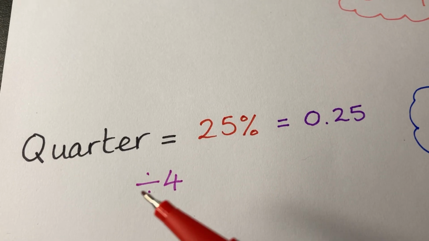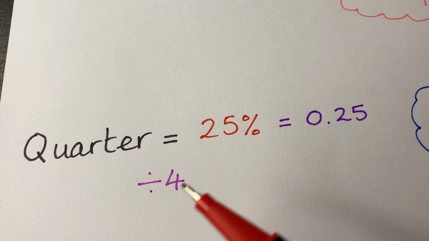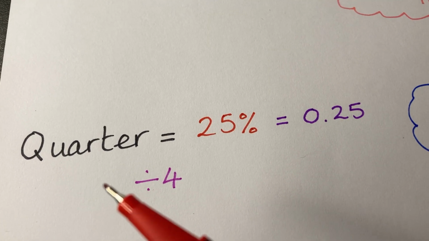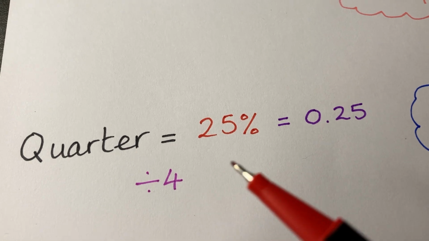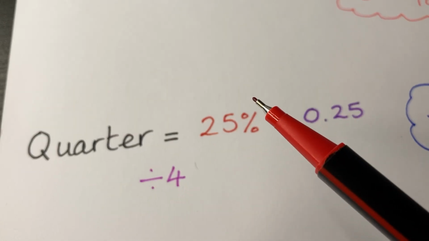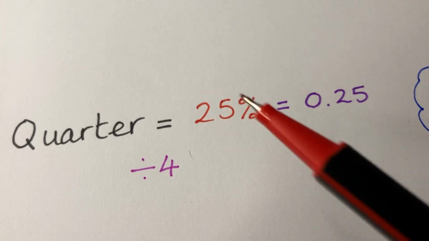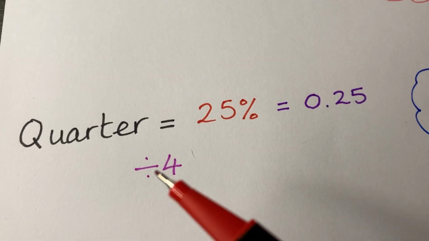Well, divide 12 by 3. What do you get? Sorry, divide 12 by 4. What do you get? If you divide 12 by 4, you get 3. So 25% of 12 is 3. So any number, if you want to find out 25% of that number, just divide it by 4.